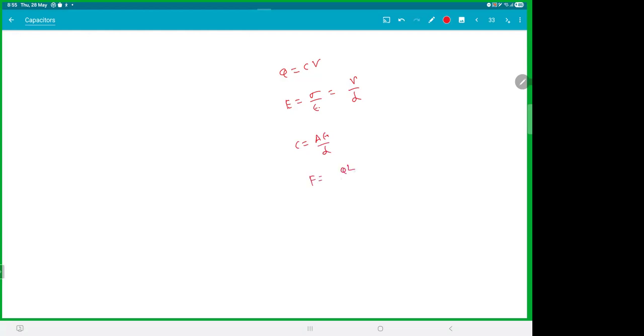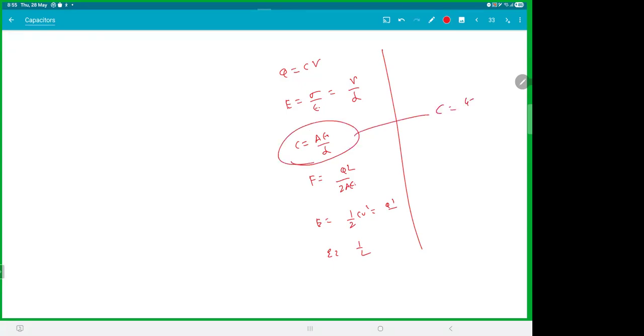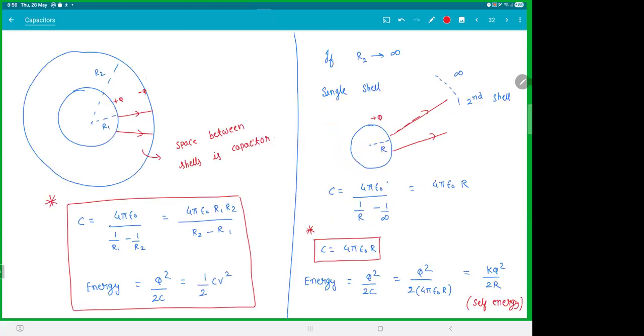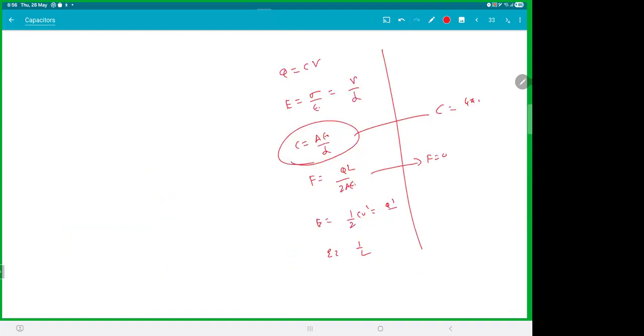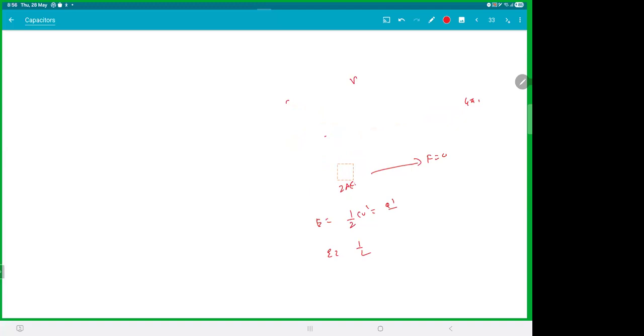Force is equal to Q square by 2A epsilon for parallel plates. For spherical shells, there is no force. Energy is equal to half CV square, Q square by 2C. All that stuff. Energy density is half epsilon E square. For spherical capacitor, the capacitance formula will change: 4 pi epsilon R1 R2 by R2 minus R1. The force is 0 for a spherical shell, because if you take concentric shells, the field inside the shell due to this guy is 0. So there will be no attraction. But the rest is valid. Everything else is valid. Q equals CV, energy, everything is valid except force.